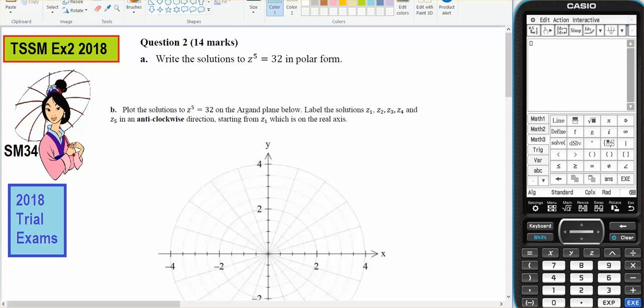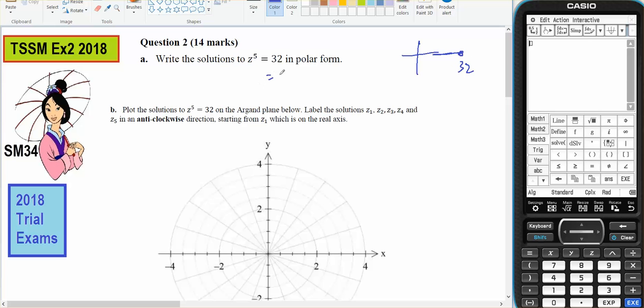This is for Year 12 Specialist that comes out of TSSM Exam 2 2018, question number 2. This is A, B and C. Write the solutions to z to the 5 equals 32. Well, z to the 5 equals 32 is over here at 32.